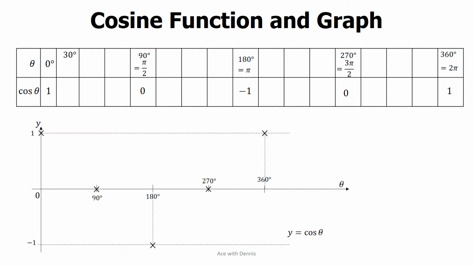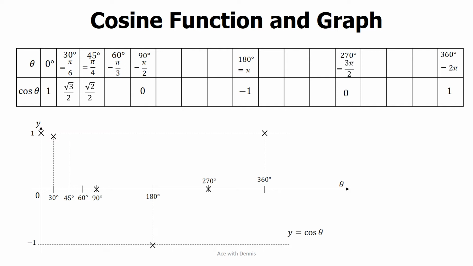Okay, then we can find the angles in between. For the first quadrant, theta is 30 degrees, so cosine 30 degrees is here. 45 degrees is equal to pi over 4. So on the graph, 45 degrees, and 60 degrees equals pi over 3. So this is 60 degrees. Okay, cosine 30 degrees is √3 over 2. So plot on the graph, it will be this point.